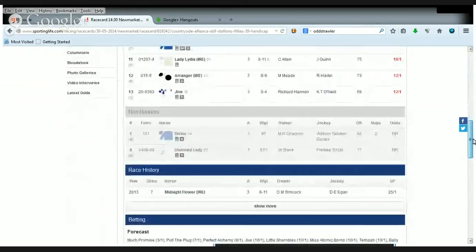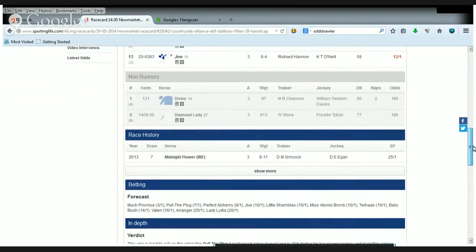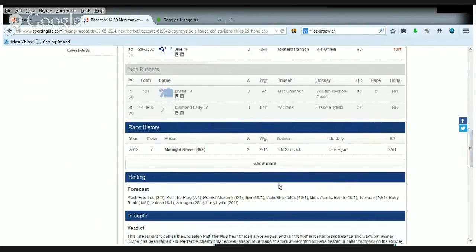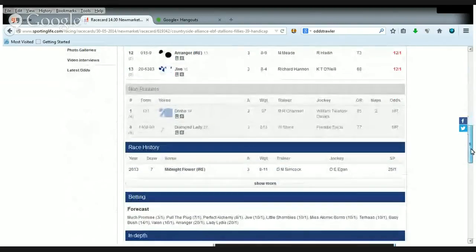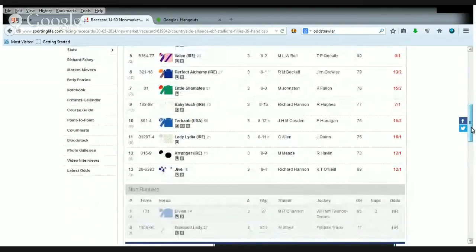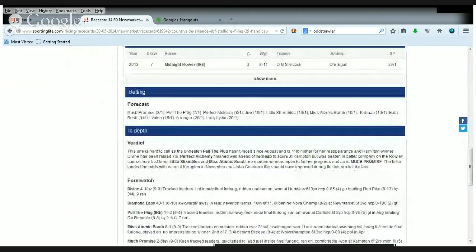Has it got the forecast? Okay, Divine and Diamond Lady. Are they out of here? Our forecast, remember, our system is if it's up to 10 runners, we go 2 and 3. If it's 11 or more, up to about 17, we go 3 and 4. So for the forecast, we're looking at Perfect Alchemy and Jive.